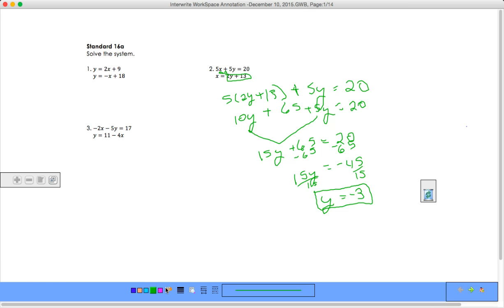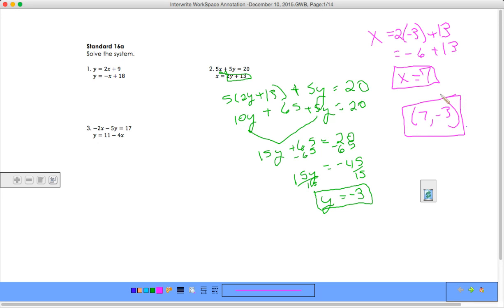Okay, so that's the y value, but I still don't know what x is. So once I've found y, I can plug it back into either equation. However, I think the easier equation would be the one that's already solved for x. So plugging in negative 3 for y, I get negative 6 plus 13, which is 7. So x equals 7. And then my final answer I can write as an ordered pair, 7, negative 3. Remember, x is always written first.